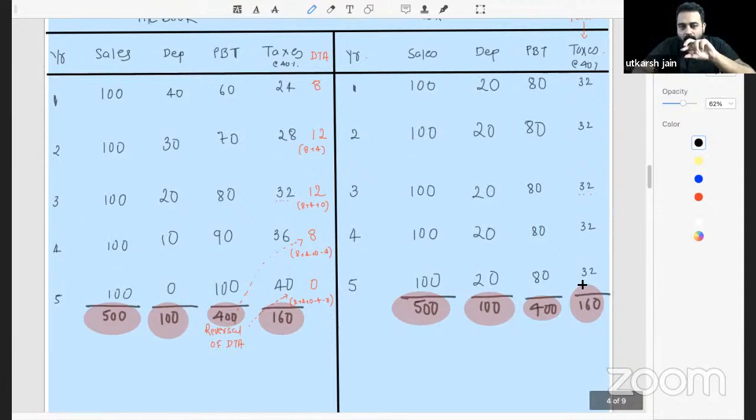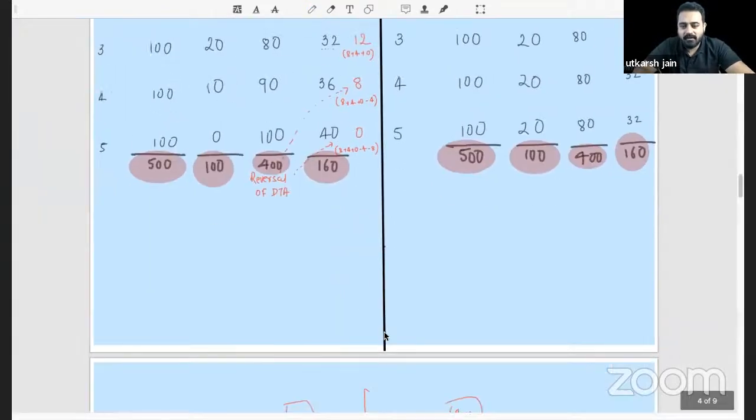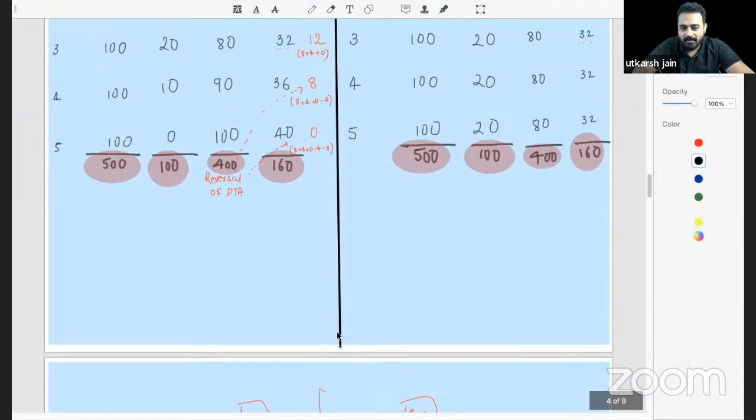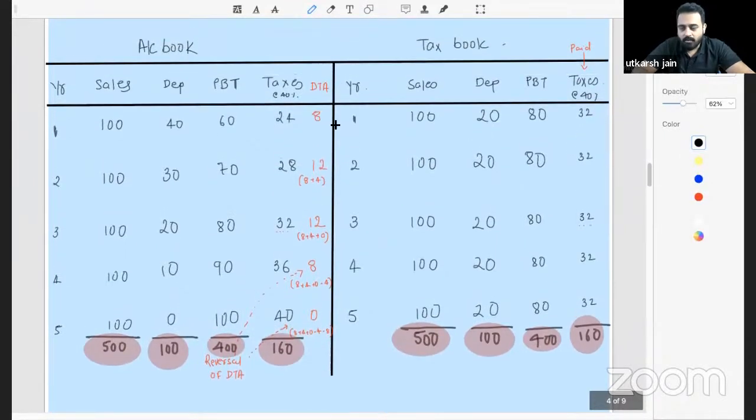Difference is coming in because of, I'm expecting you to feed in a word for me, a word that will be a logical transition to the point that I'm trying to prove. The difference is coming on account of difference in depreciation.